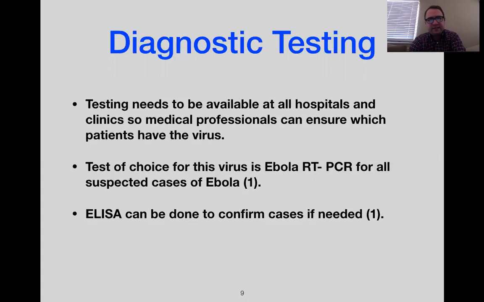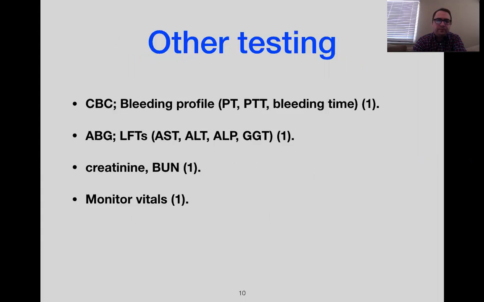For diagnostic testing, testing needs to be available at all hospitals and clinics so medical professionals can ensure which patients have the virus. The test of choice at this point is Ebola RT polymerase chain reaction for all suspected cases of Ebola. If the medical professional needs to confirm a case, they can use the ELISA.